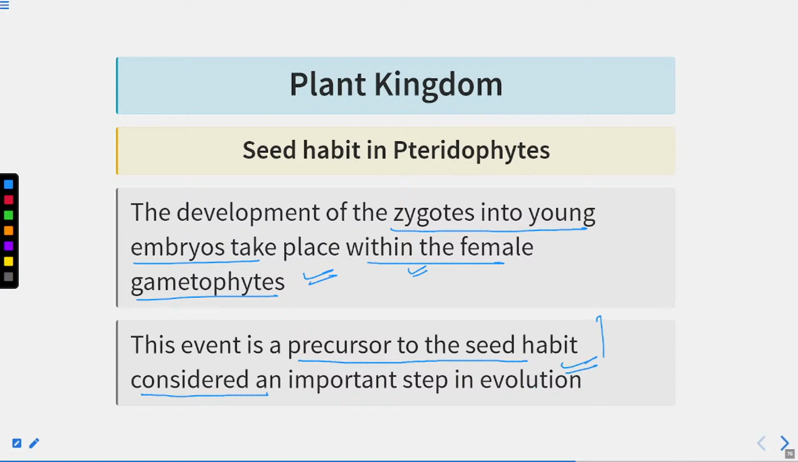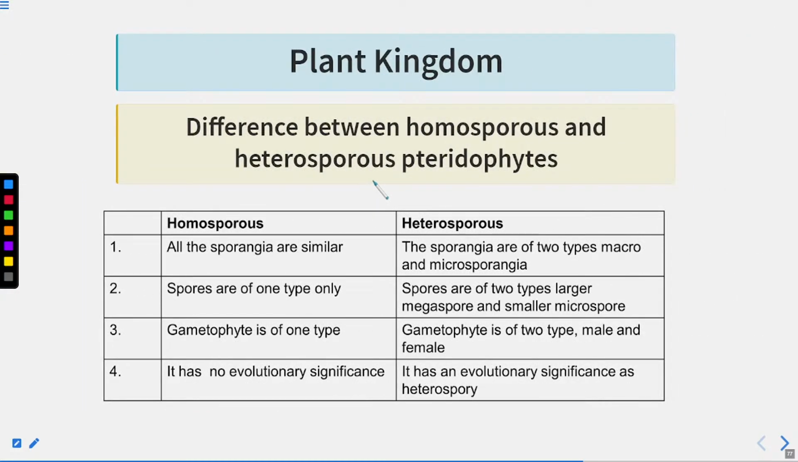Sometimes it is asked in the examination: seed habit is a characteristic of which type of plant? Pteridophyte, gymnosperm, bryophytes, algae. So this is the characteristic of the pteridophyte. First time seed habit was seen in the pteridophytes. Now comes the difference between the homosporous and heterosporous.